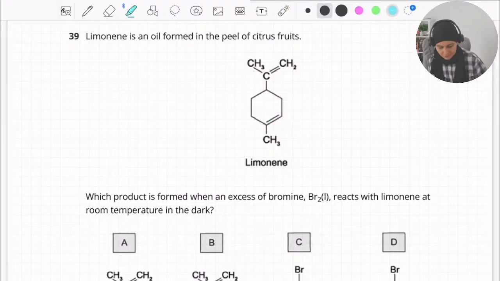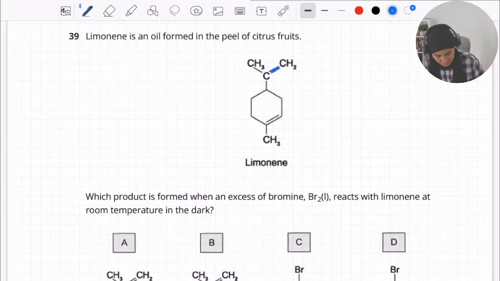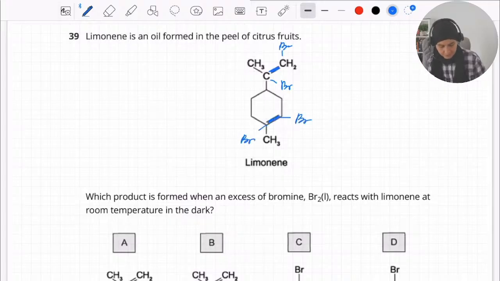Well, I'll just draw it here. So to add bromine, I would just remove a double bond. That's a single bond now. Add Br here, Br there, and do the same here. Remove the double bond, put Br here, and Br there. I just have to find which option works.